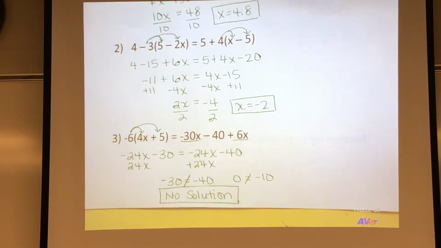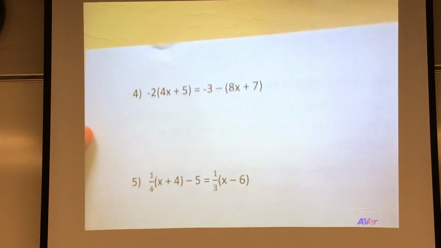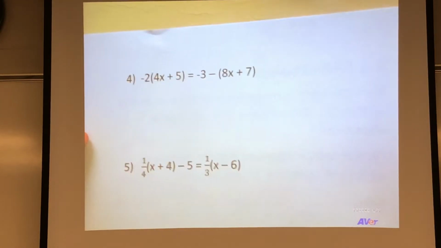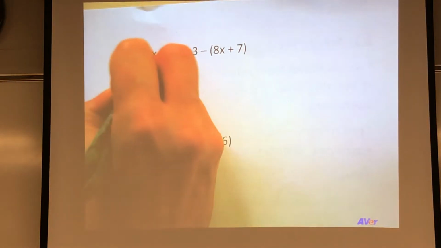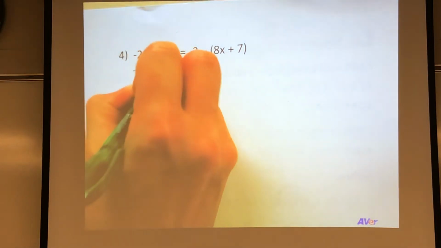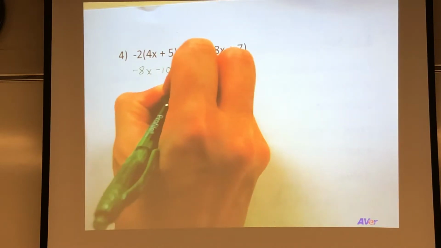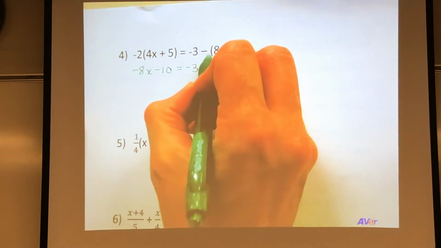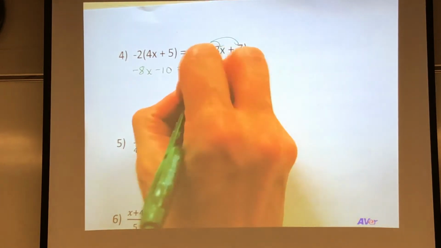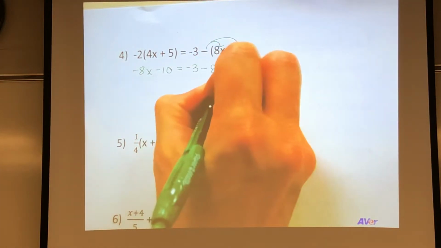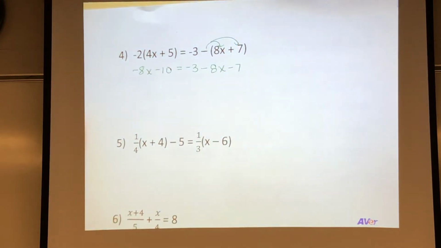All right, let's take a look at number 4. Again, I'd like for you to write it down and try it, and then come back and make sure you did it correctly. We're going to start by distributing the negative 2. So we have negative 8x minus 10 equals negative 3. Now, even though there's not a number here, when there's a negative, you have to distribute that negative to both of those terms. So we have a negative 8x and a negative 7.